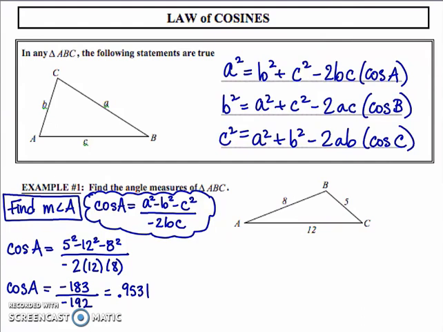So if we want to know the measure of angle A, that's going to be equal to the inverse cosine of 0.9531, which again, you grab your calculator and you find out that angle A is 17.6 degrees.